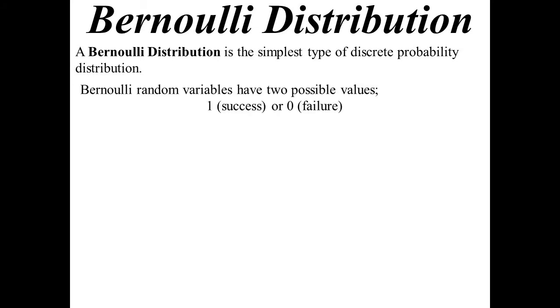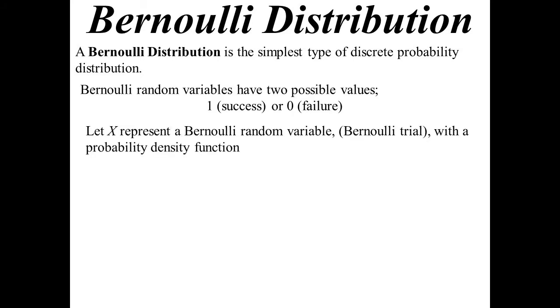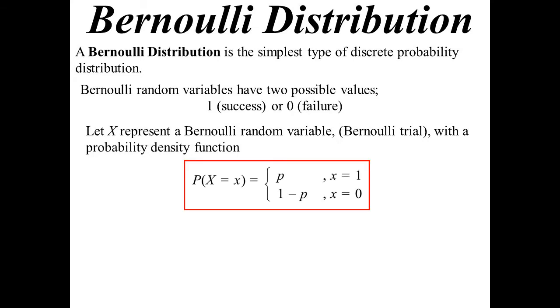It's a simple type of discrete probability distribution, a very simple type. It simply has two possible values, 1 or 0. 1 represents success, 0 represents failure. So if we let X represent a Bernoulli random variable, its probability density function will be this. The probability that X equals x will equal p, that's when x equals 1, when it's successful, and it'll be 1 minus p when x equals 0, when it's unsuccessful.